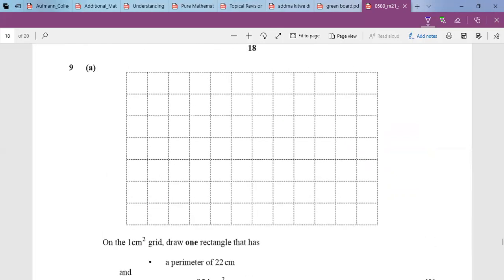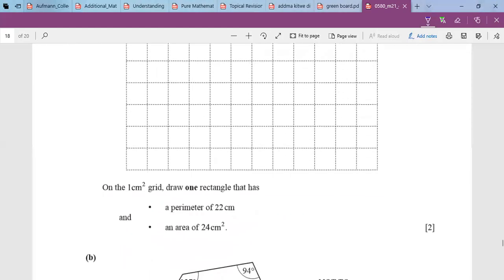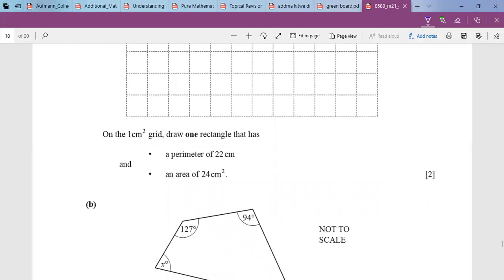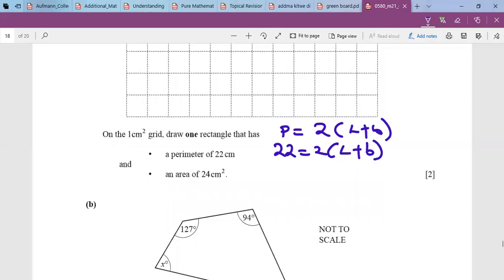On the 1 square centimeter grid, draw one rectangle that has a perimeter of 22 and an area of 24. All right. What is the perimeter of a rectangle? It is given by 2 times length plus breadth. And the perimeter is 22. So here 22 is equal to 2 times L plus B. So when you divide by 2, you have got 11 is equal to L plus B.